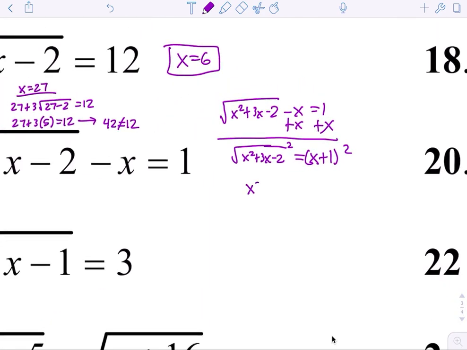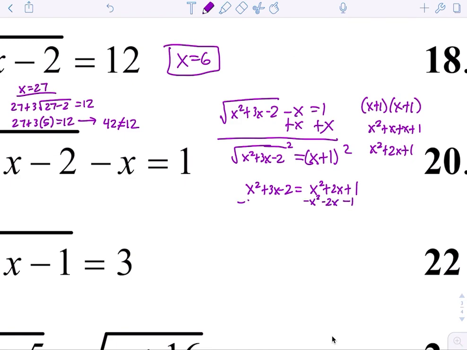And we get x squared plus 3x minus 2 is equal to, now x plus 1, you guys, this is x plus 1 times x plus 1. x squared plus x plus x plus 1, x squared plus 2x plus 1. So that's basically that. And now let's solve for this. I'm just going to move all of these to go on the left-hand side. Those cancel. 3x minus 2x is x, you guys. Negative 2 minus 1 is negative 3 equals 0. Add 3 to both sides. x is equal to 3.